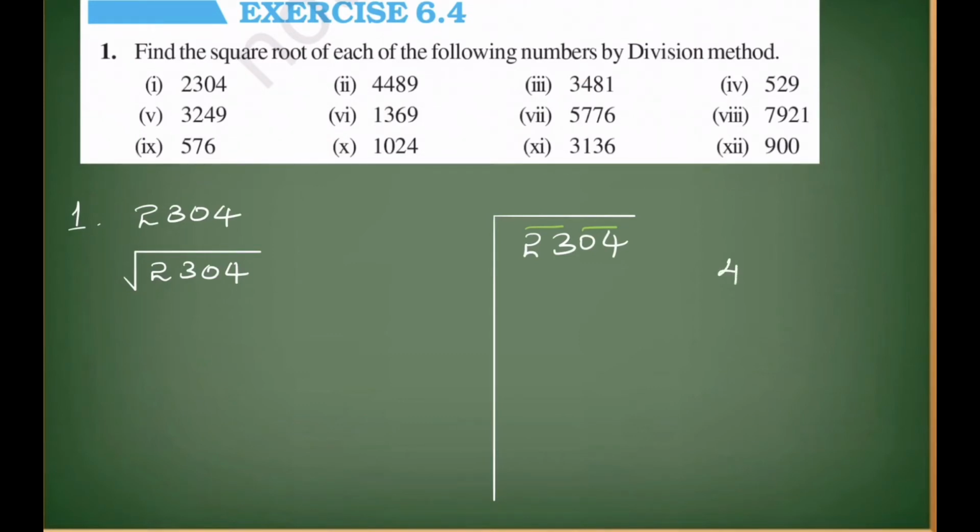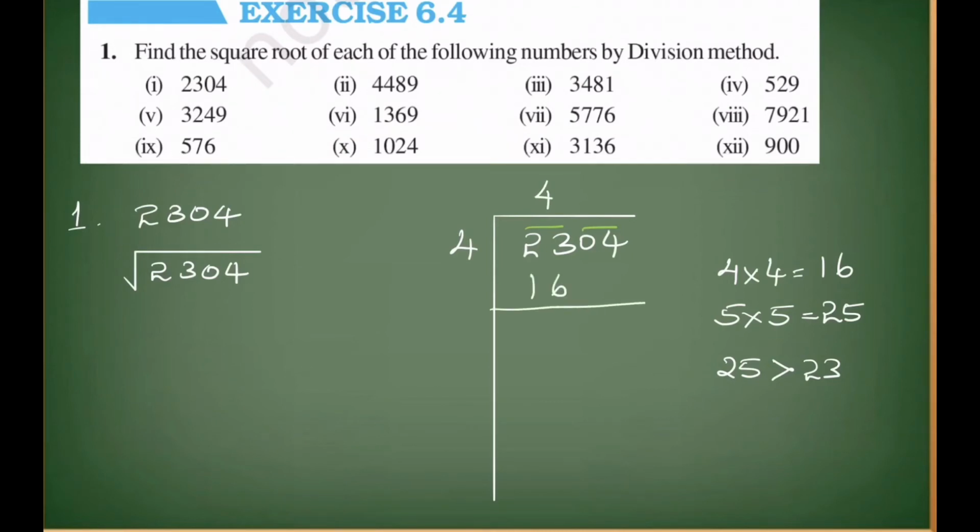So 4 into 4 is 16. 5 into 5 is 25. So 25 is greater than 23. We'll take 4 into 4. We got the remainder as 7.